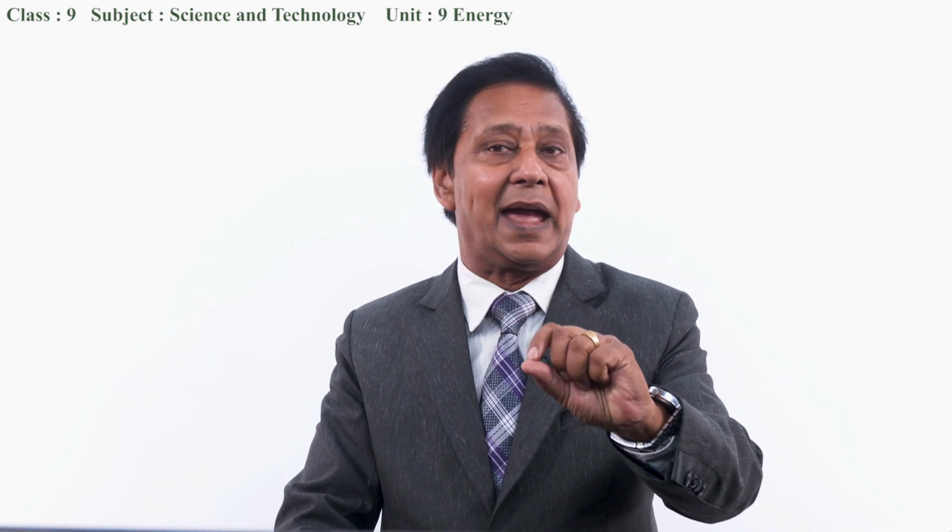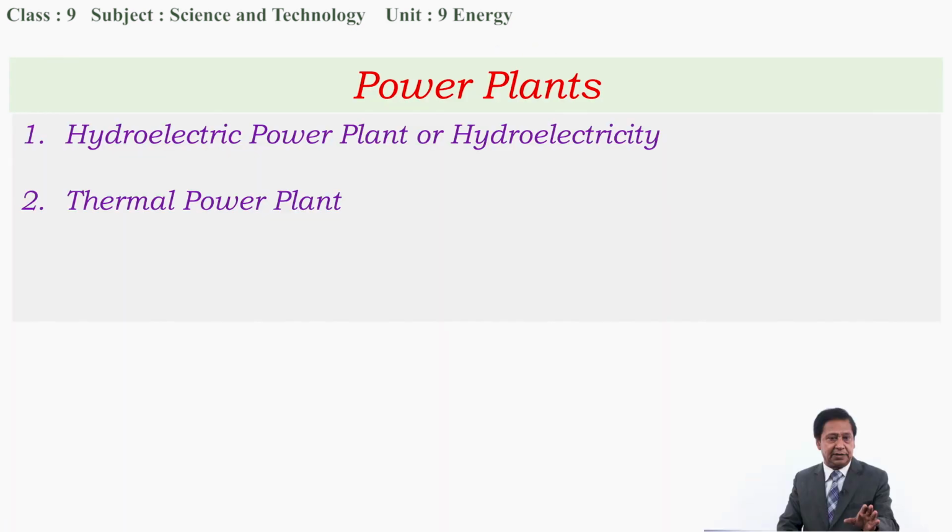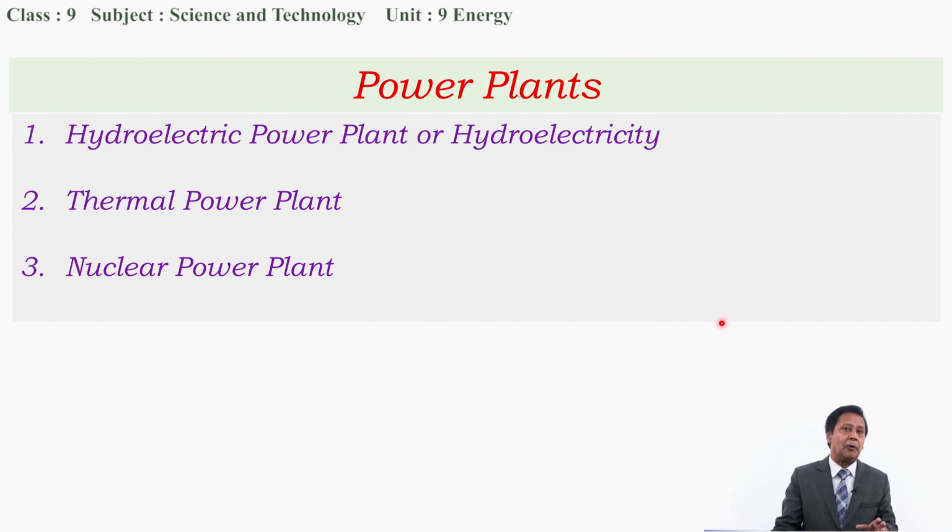There are three major power plants in the world which are being used for different purposes. One is the hydroelectric power plant, another is the thermal power plant, and another is the nuclear power plant. Electricity is produced by these three power plants, and it is supplied to household circuits, used in industry and in transportation also. In different sectors we are dependent on these three power plants.